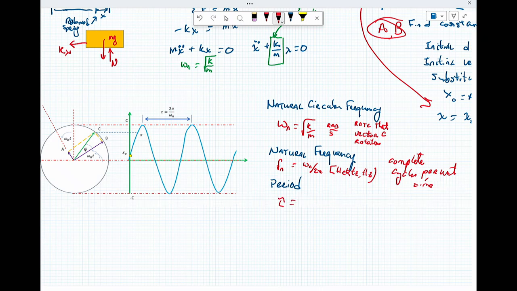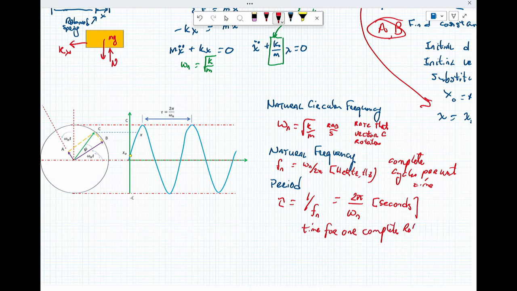Finally, there's the period. And that has units of seconds. And that's the time for one complete rotation of that constant c. So it's going to go round and round and around.